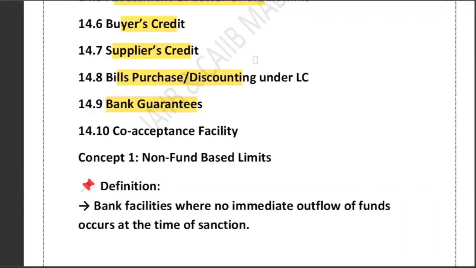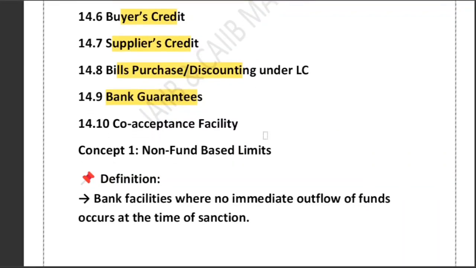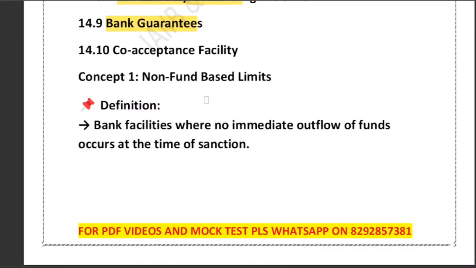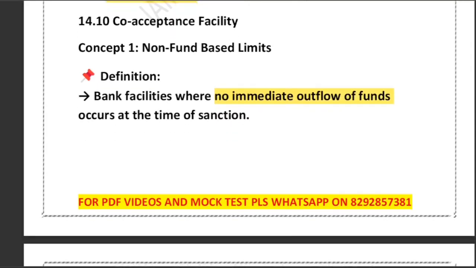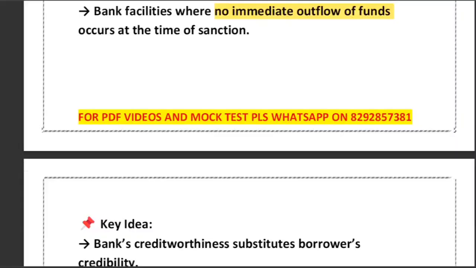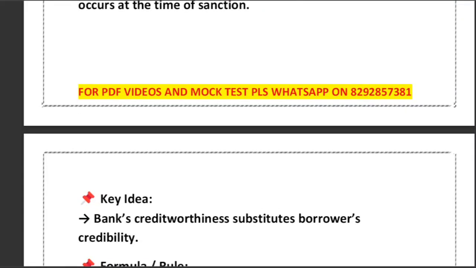So basically, what do you mean by non-fund based limit? In simple words, these are bank facilities where the bank does not give cash immediately, right? The keyword is no immediate outflow of funds. When the limit is sanctioned, no money goes out of the bank at that moment. But the bank still gives a promise or guarantee on behalf of the customer.